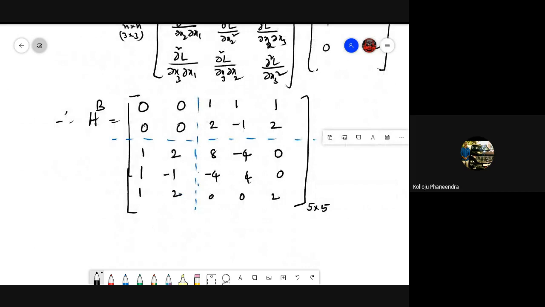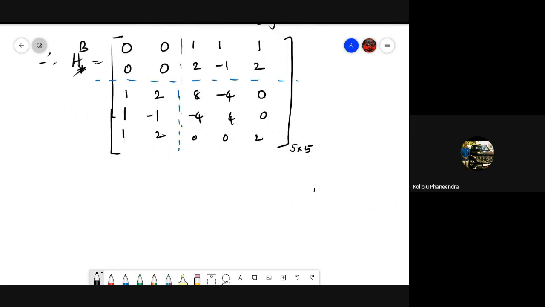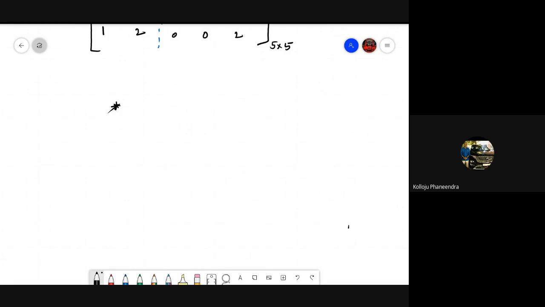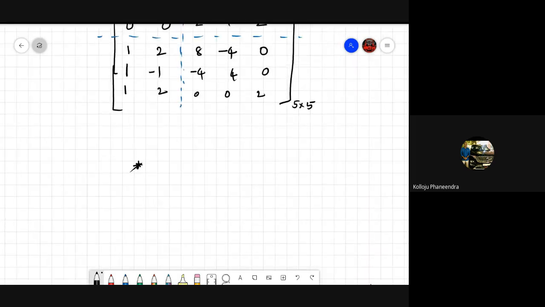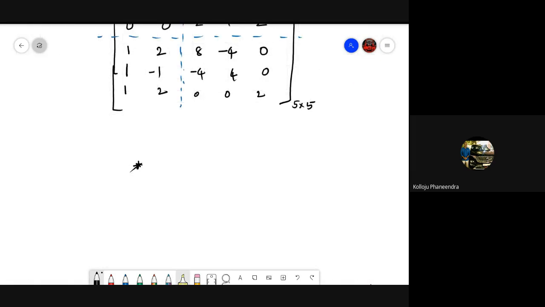Now, whatever I told you, the 2 points. Okay, now let us evaluate that. HB star I will write. Star stands for at the stationary point also. Since it is a constant matrix, it doesn't matter. Now, what are those two criteria? What is the first criterion?